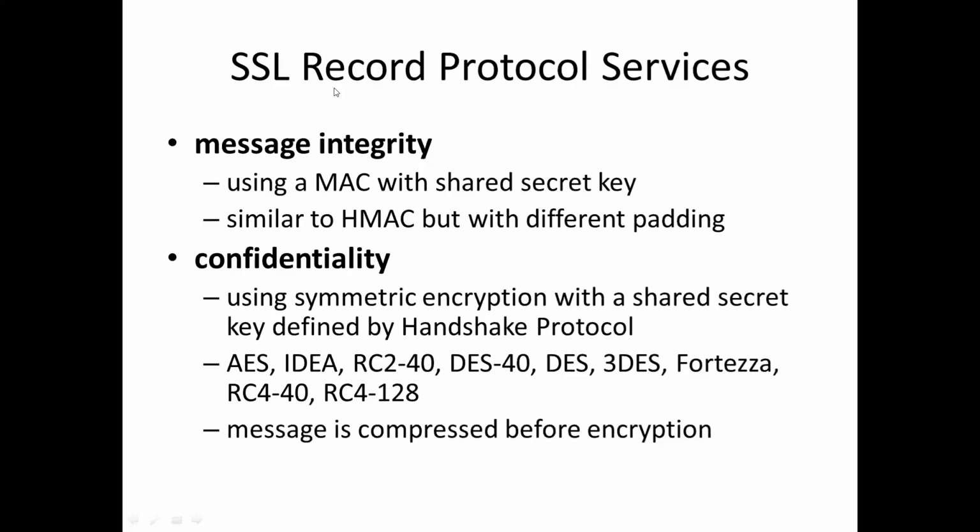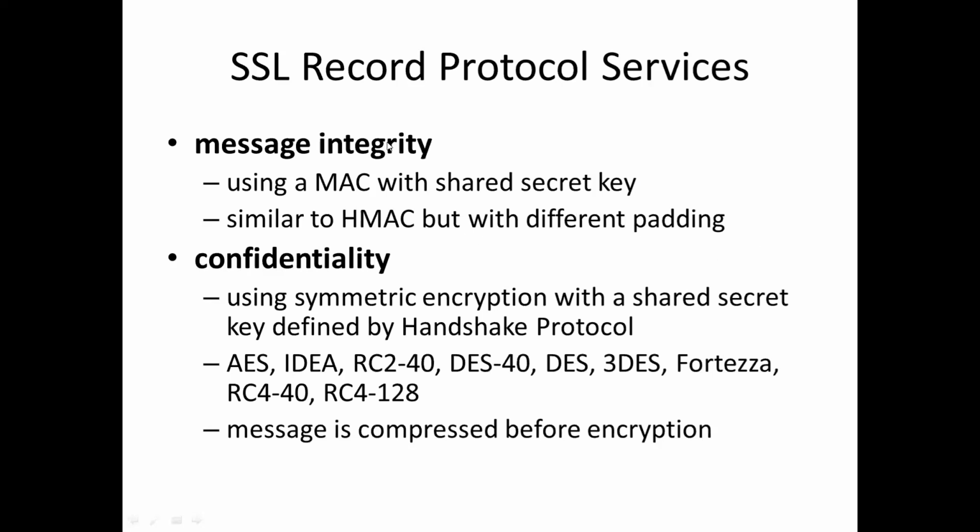Now coming to the SSL record protocol services. The SSL record protocol provides two types of services: one is message integrity and the other is confidentiality. We know message integrity means the message should be secure. It should not be tampered with or altered in between. For that purpose, we use a MAC with the shared secret key. It is similar to HMAC but with different padding.